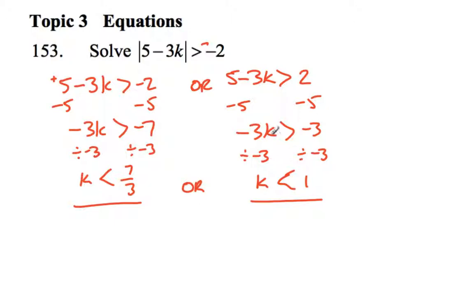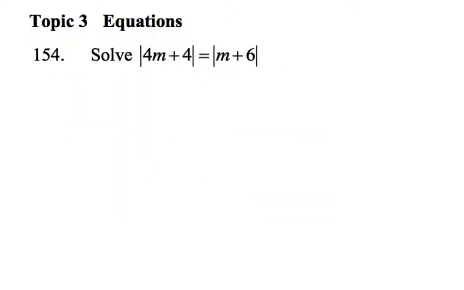Alright, next one. Now, this is going to be a bit different here. We have absolute values on both of them. Now we can do a version whereby we ignore the absolute value sign. And you might think we have to do 4 versions of this, but not really.